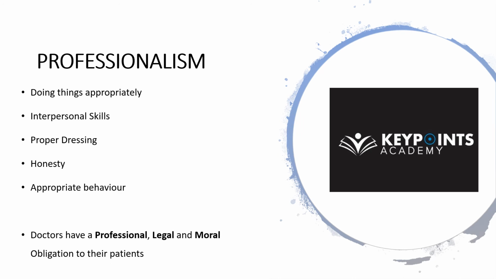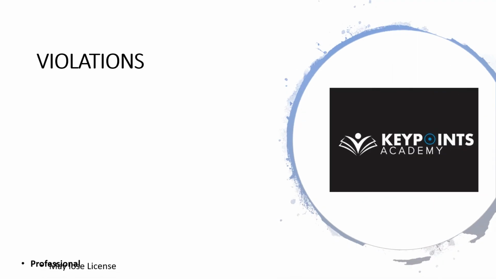So doctors have a professional, legal, and moral obligation to their patients. Now, what does this mean? If the doctor violates a professional obligation, the regulatory body, like in the UK, the General Medical Council, may withdraw their license to practice. So this means that maybe in interacting with the patient, putting the patient at risk or making the patient undergo a particular harm or whatever else that looks like that, all within the professional conduct, the person may lose his or her license.